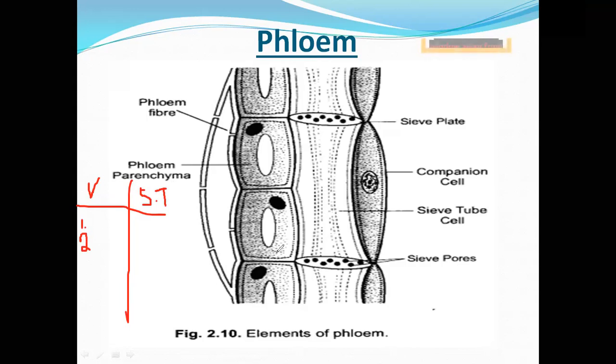Second one is vessels are wider than sieve tubes. Vessels have thick, rigid, lignified walls, whereas the sieve tubes have thin, cellulosic cell walls. In the vessels, there are different types of cell wall thickenings, but no such specialized thickenings are found in the sieve tubes. Clear?